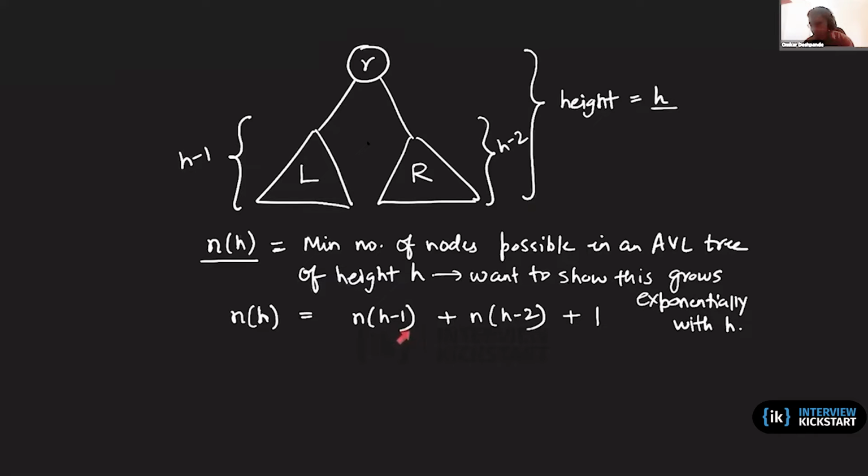Can there not be any other smaller number possible than n of h minus 1 in, suppose, the left subtree? No, because the AVL tree property is for every node. It's not just for the root. For every node, the balance factor should be -1, 0, or +1. So if I have fewer than n of h minus 1 nodes, that means it's not an AVL tree, because this subtree won't be AVL then. Okay. Thanks.